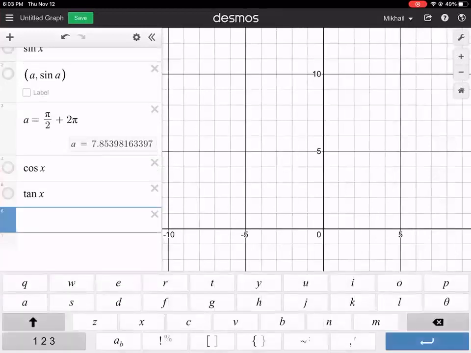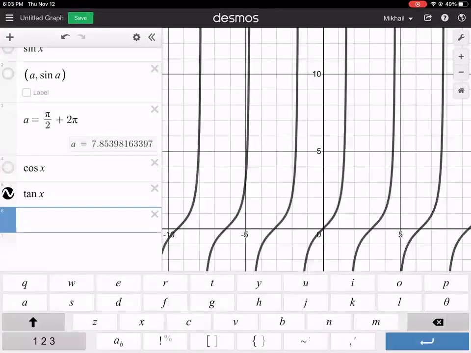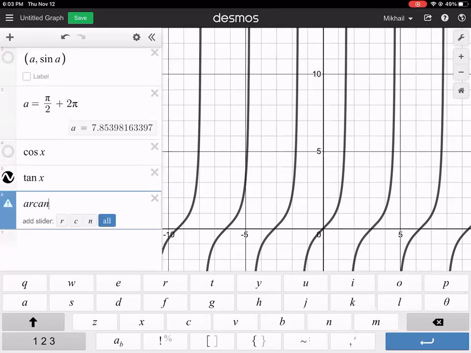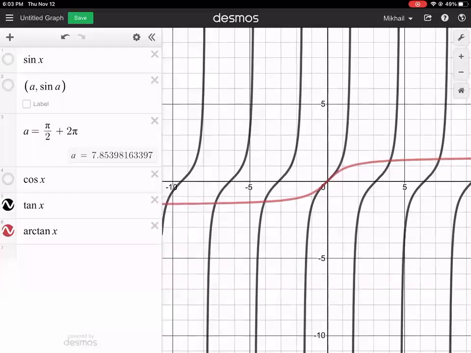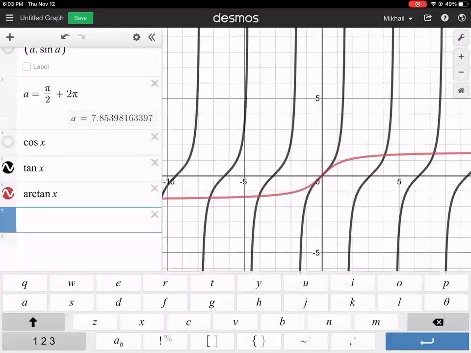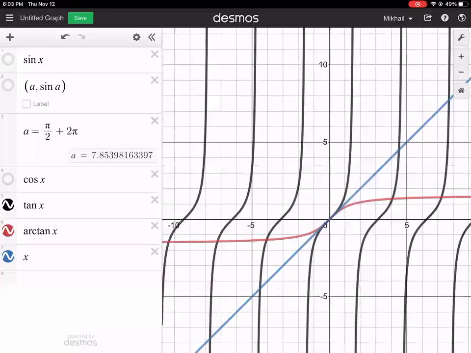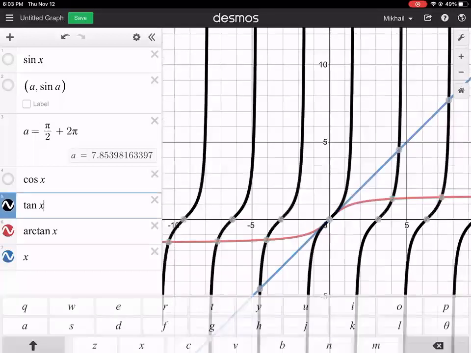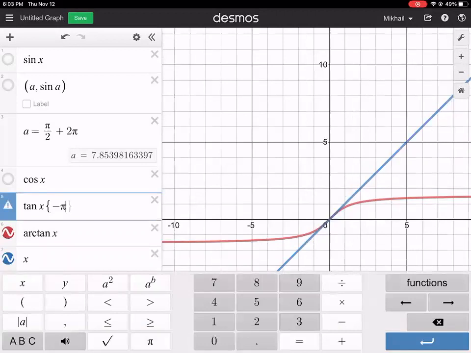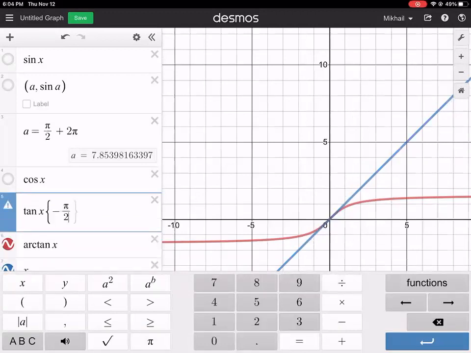Okay, so if this is tangent, tan inverse. Well, actually, let me just call it arctan. Okay, this is what arctan would look like. Notice that this is just a reflection through the line y equals x. Okay, this is how, restricted, so that it's a little bit clearer.